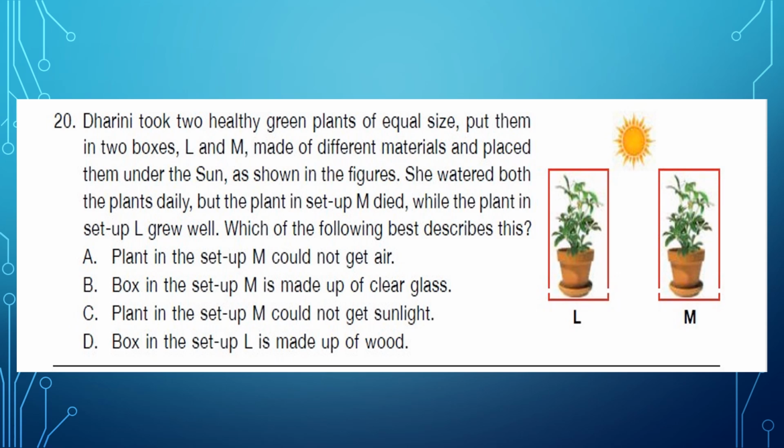A plant needs air, water and sunlight to grow. So these plants are getting water and air, but option C is correct because the plant in setup M could not get sunlight.